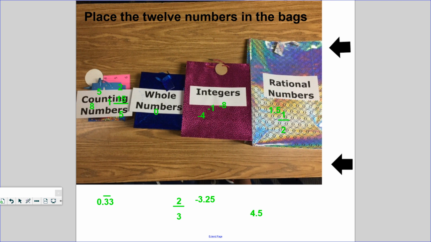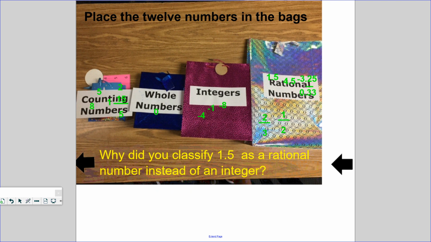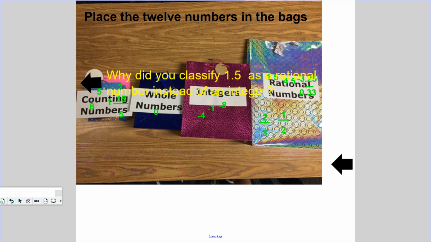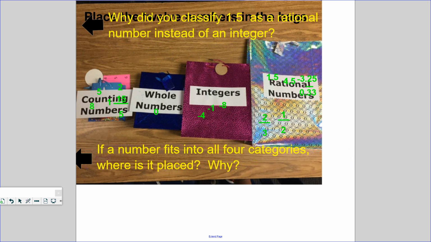And then the rest, 1.5, 1 and 5/10, that could be written in fraction form. -3 and 2500, that could be written as a fraction. 4 and 5/10, 2/3. And last but not least, this repeating decimal. So the first question is, why did you classify 1.5 as a rational number instead of an integer? A rational number is a number that can be written in fraction form. Integers or whole numbers and their opposites.